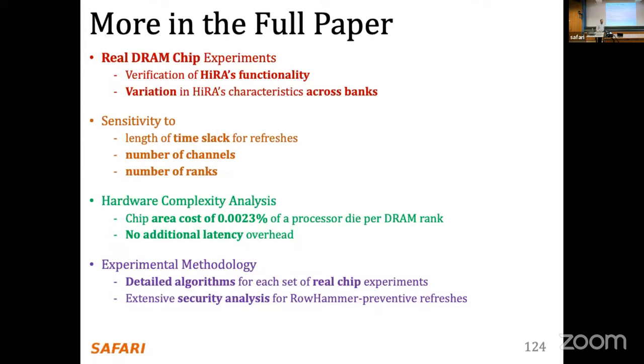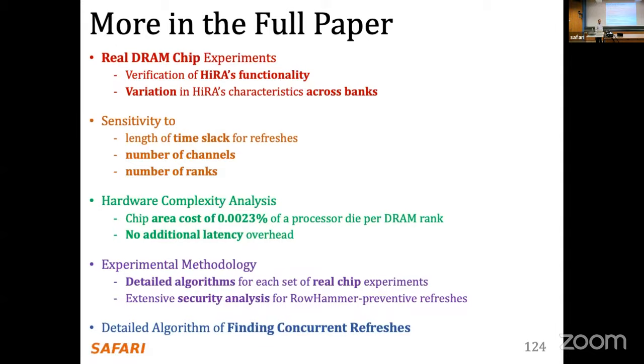And we also provide an extensive security analysis of RowHammer preventive refreshes. We revisit actually PARA's security analysis. We fix a little bit of the corner cases. So now there's a more comprehensive security analysis here. And we also provide a detailed algorithm of how we find concurrent refreshes. Okay, it's a full paper.